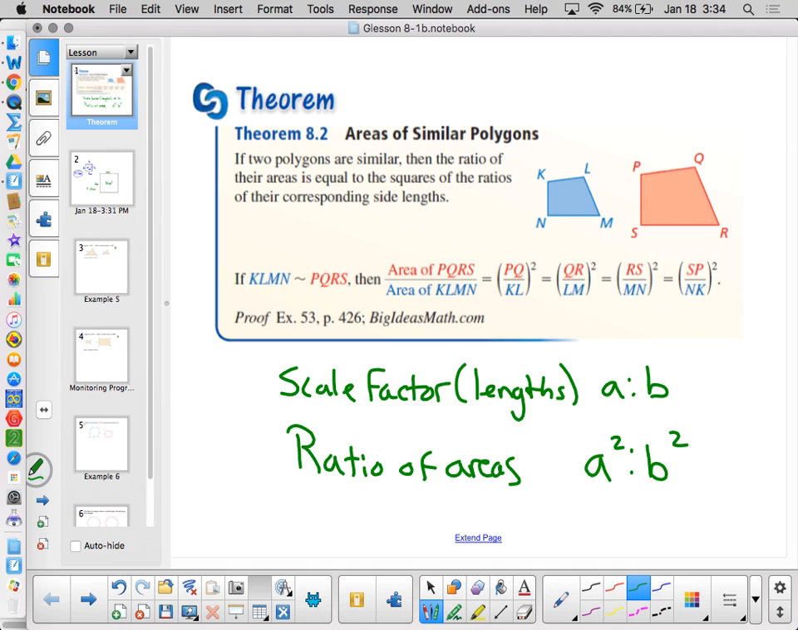Guess what? Ratio of volumes is going to be A cubed to B cubed. We'll get there, I think, in chapter 12. But it's the same basic idea, because volume is measured in units cubed.